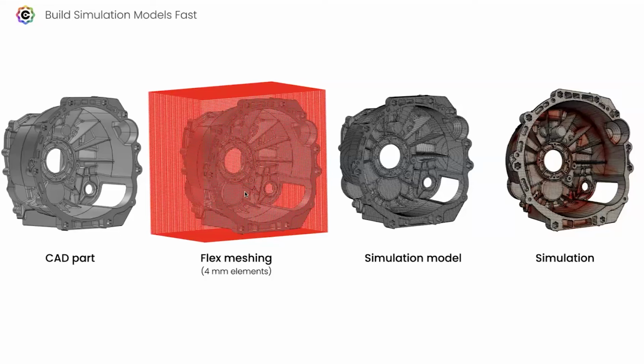And then we perform what's called flex meshing, which will essentially trim out the CAD object out of that spline mesh to create our simulation model here on the right. And this trimming procedure is actually fully automated. So regardless of the complexity of the CAD, we can now produce a simulation model automatically.